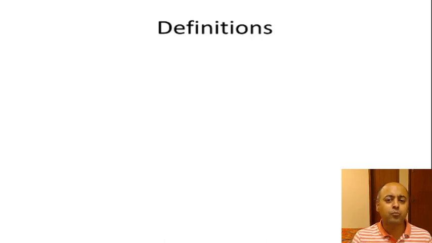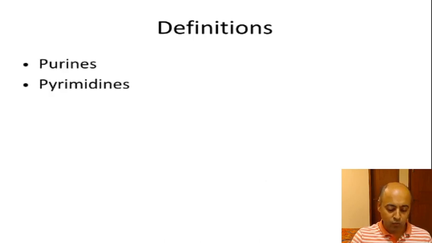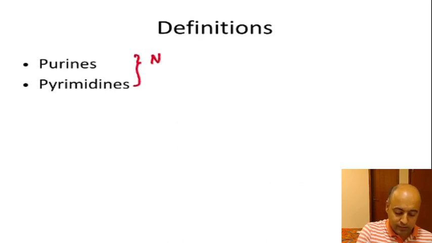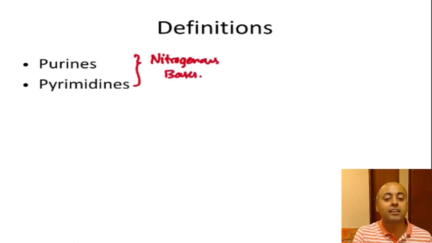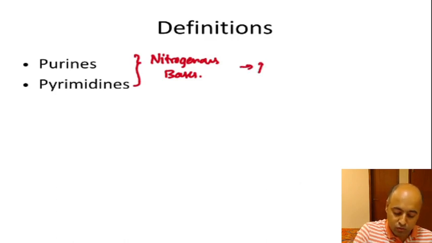And here are some very important definitions that you must know to expand your understanding of the topic. So, what are purines and what are pyrimidines? Just note, these are what are known as nitrogenous bases. They are two subtypes of the nitrogenous bases, and they are a part of the building block, that is the nucleotides. So they are part of either, you can say, nucleoside or nucleotide.